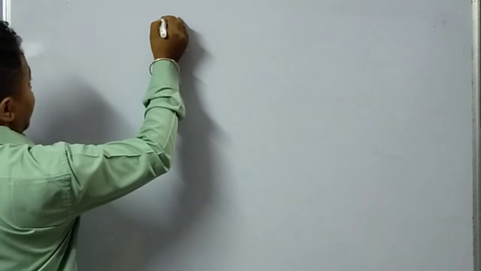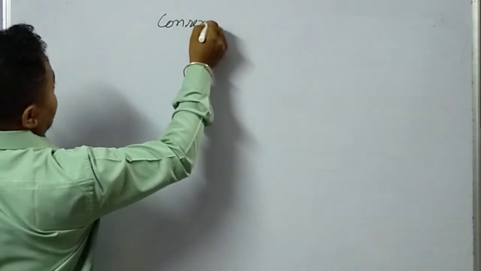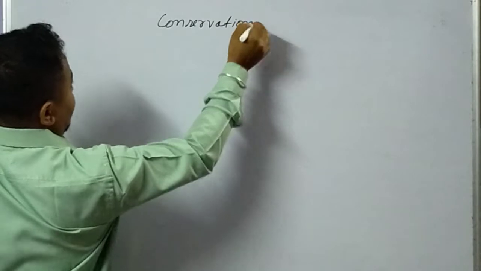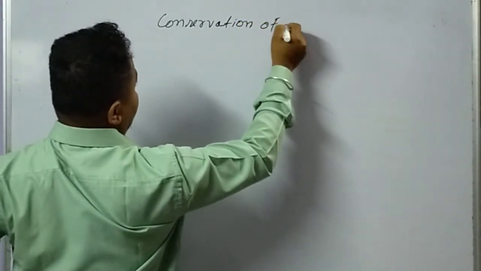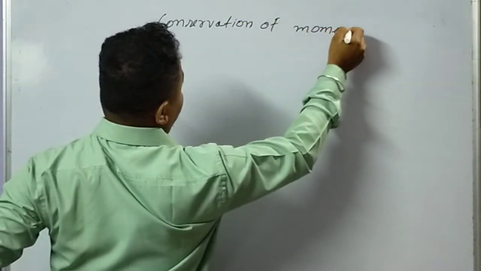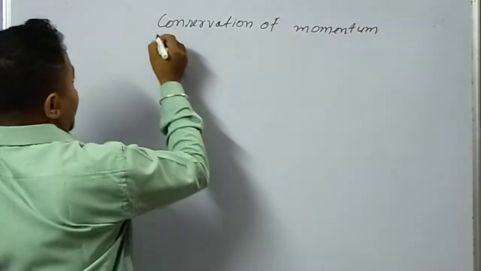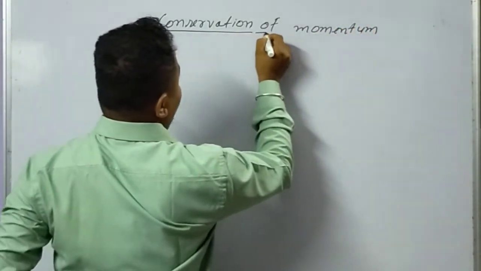Good afternoon to everyone. We have discussed in a previous class about impulse, and we found that impulse is expressed as the average force times the time, or it is also the change of momentum. So today we're going to discuss the conservation of momentum. You can note down the headline: conservation of momentum. These are the things we're going to discuss.